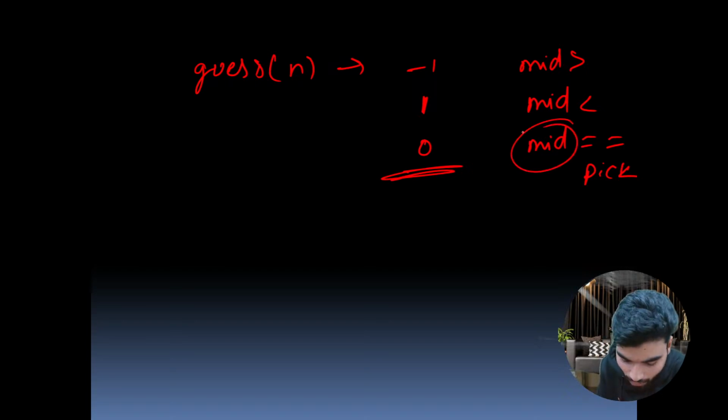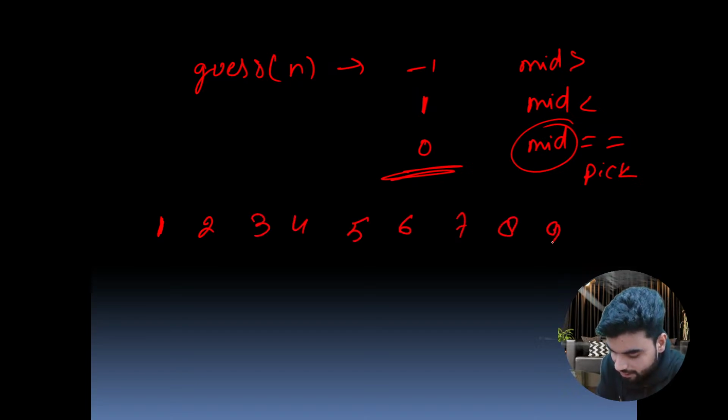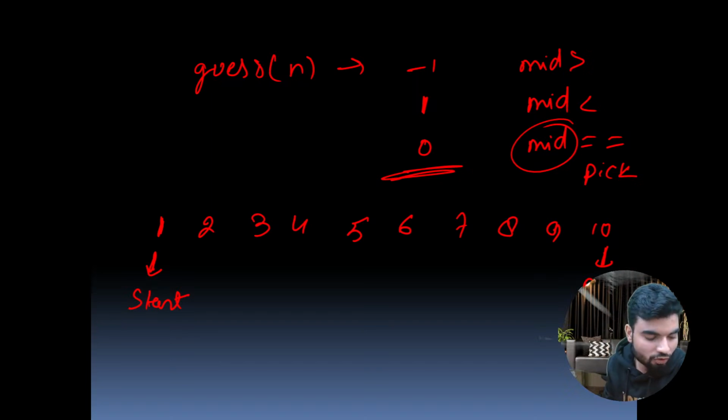Okay, so now let's see how our logic will work. I'm assuming we have numbers 1 to 10: 1, 2, 3, 4, 5, 6, 7, 8, 9, 10. I'm assuming a start here as of now, and the end here, because this is the maximum value of n. And again, I'll calculate the mid. So what will the mid value be? Either it can be 5 or it can be 6, right? You can choose anyone. So let's say I'm assuming 5 is the mid value as of now.